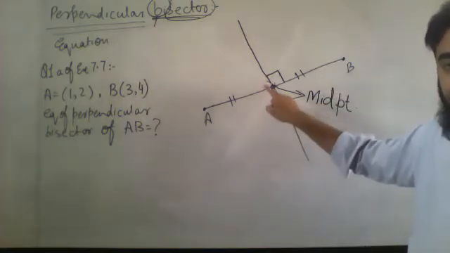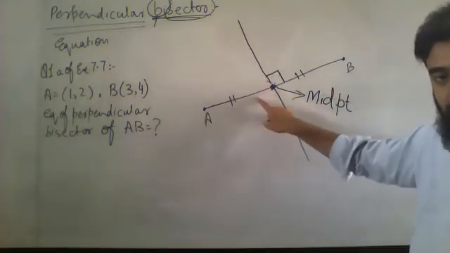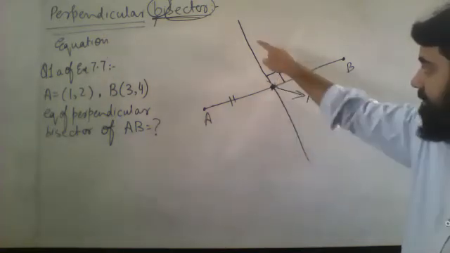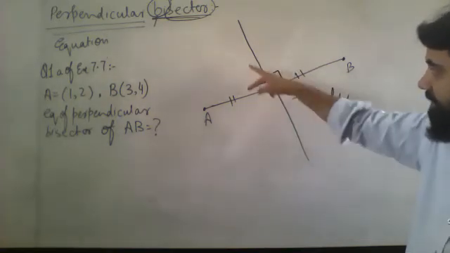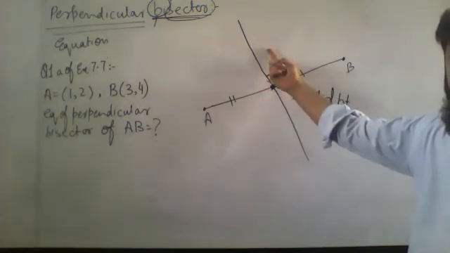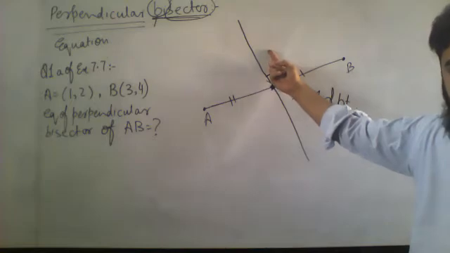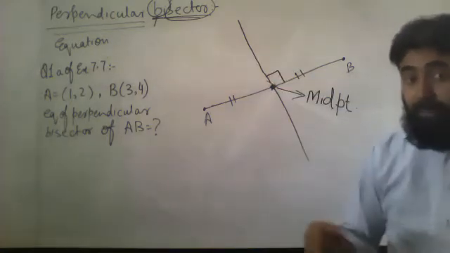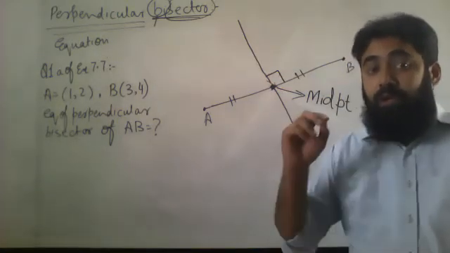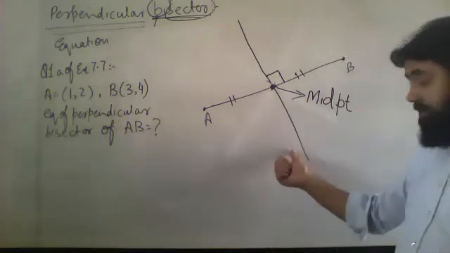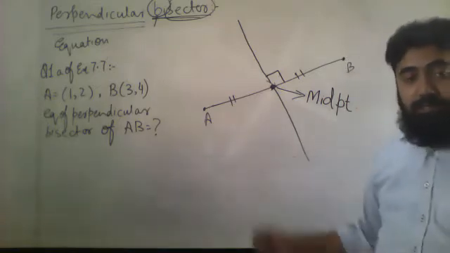And once I have the gradient of this line, and this line is perpendicular, so negative reciprocal, I will have the gradient of this line also. Okay, I'm again repeating what we are going to do. We have to form the equation of this line, which is the perpendicular bisector.